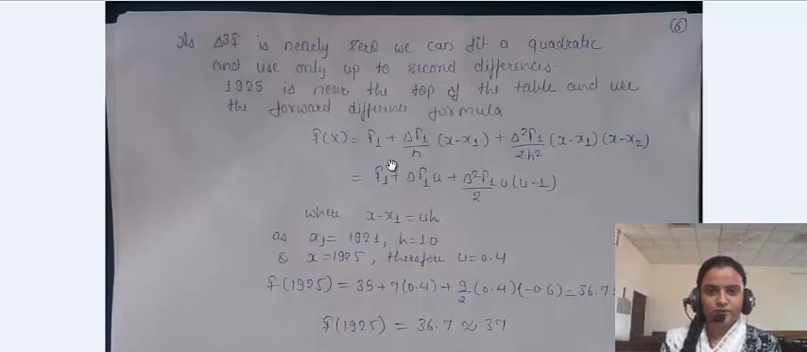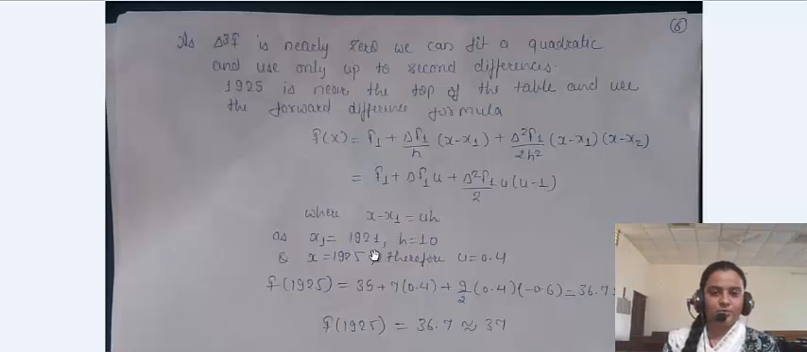forward difference formula. The forward difference formula is as follows: f of x is equal to f1 plus del f1 upon h into x minus x1 plus del square f1 upon 2h square x minus x1 x minus x2. After solving this, we get f1 plus del f1 u plus del square f1 upon 2 u into u minus 1. Okay, here we can see that we have put x minus x1 is equal to u h.